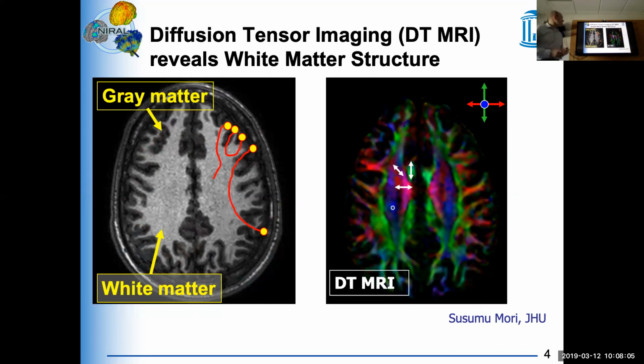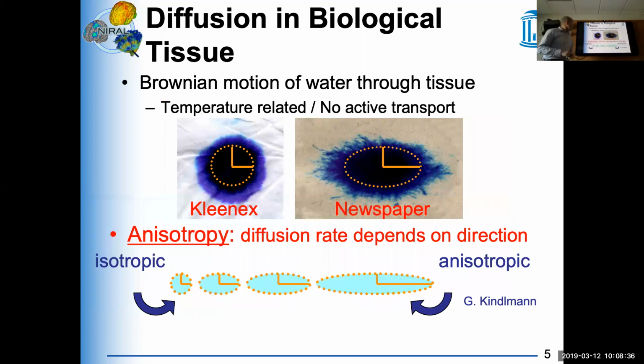So diffusion imaging is a comparatively new imaging modality. The first time I heard it mentioned was back in the late 90s, mid-to-late 90s, and in the early 2000s it really started maturing. The higher-order models are still not mature. There are a lot of things going on, but tensor imaging is largely mature at this point. So what we're measuring here is diffusion.